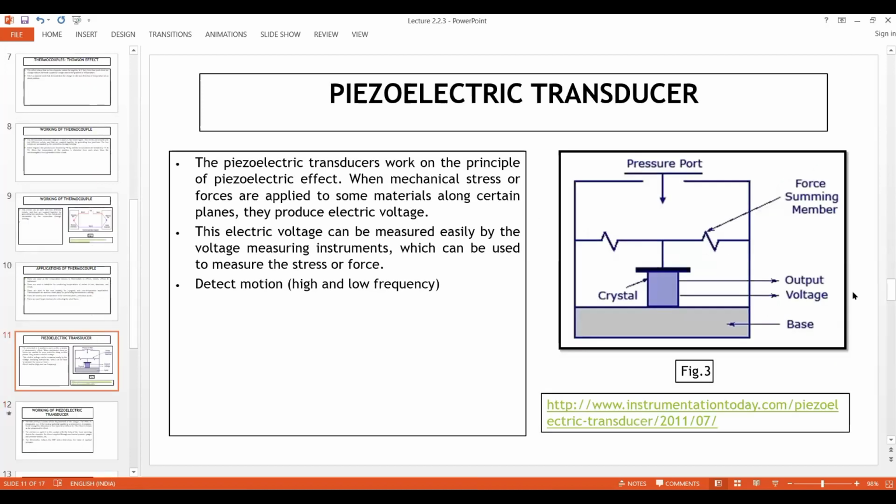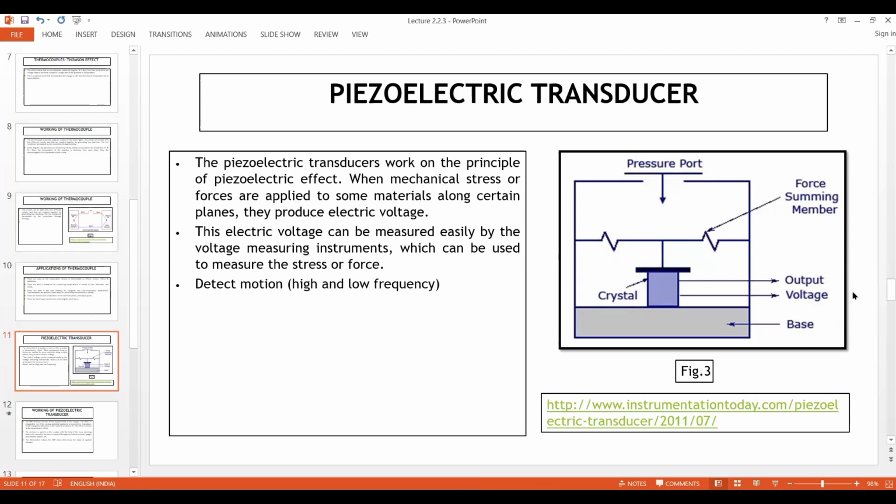Now, the last one is piezoelectric. A piezoelectric transducer, as we already know, basically has a base, right? And we have a pressure port. We are going to place the crystal. So a piezoelectric transducer works on the principle of the piezoelectric effect. This means whenever pressure is applied, it produces an electric voltage.